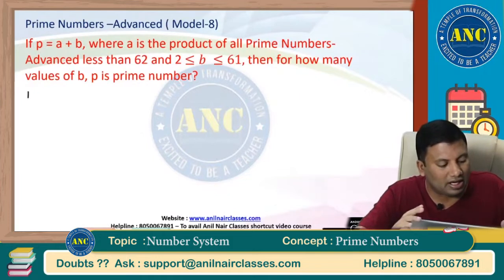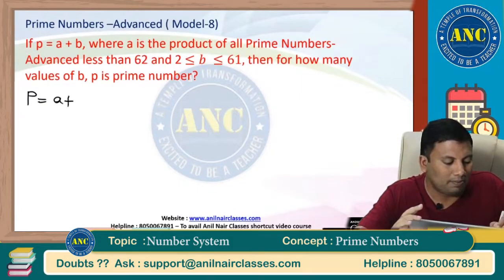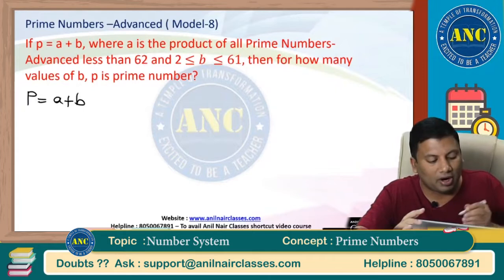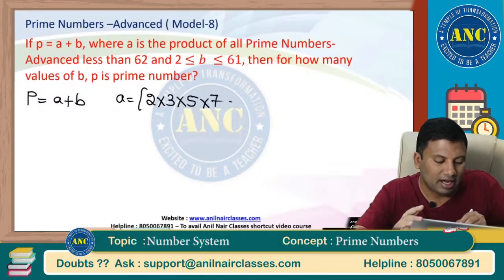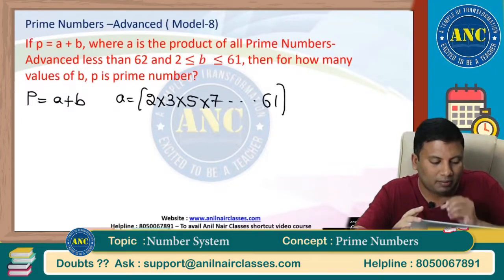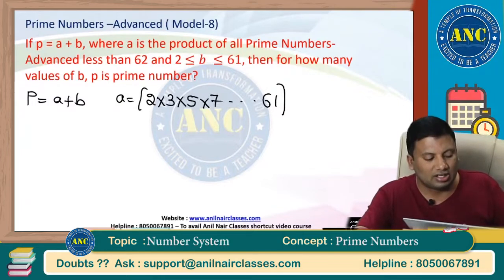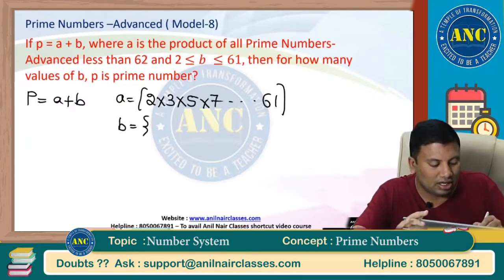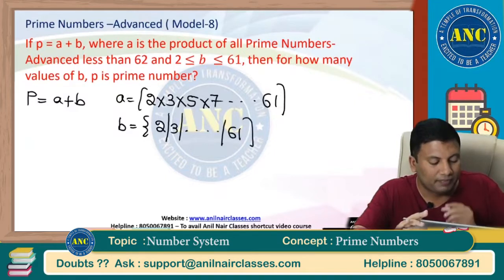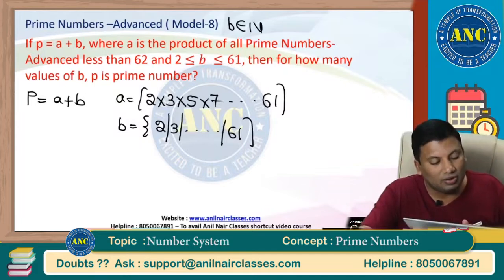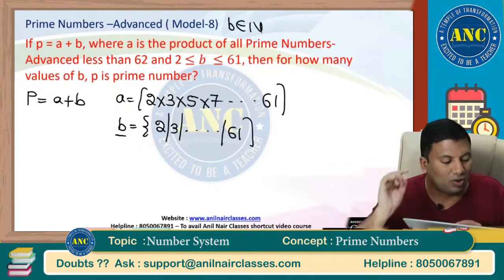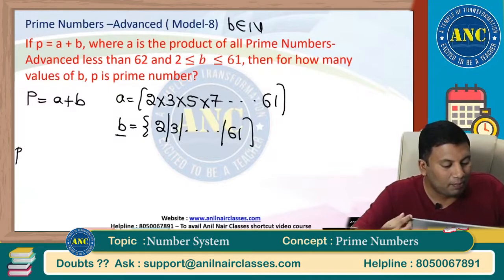Next one, P is equal to A plus B, where A is the product of all prime numbers less than 62: 2, 3, 5, 7 and so on up to 61. B is a natural number from 2, 3 and so on up to 61. What is the question? For how many values of B is P a prime number?